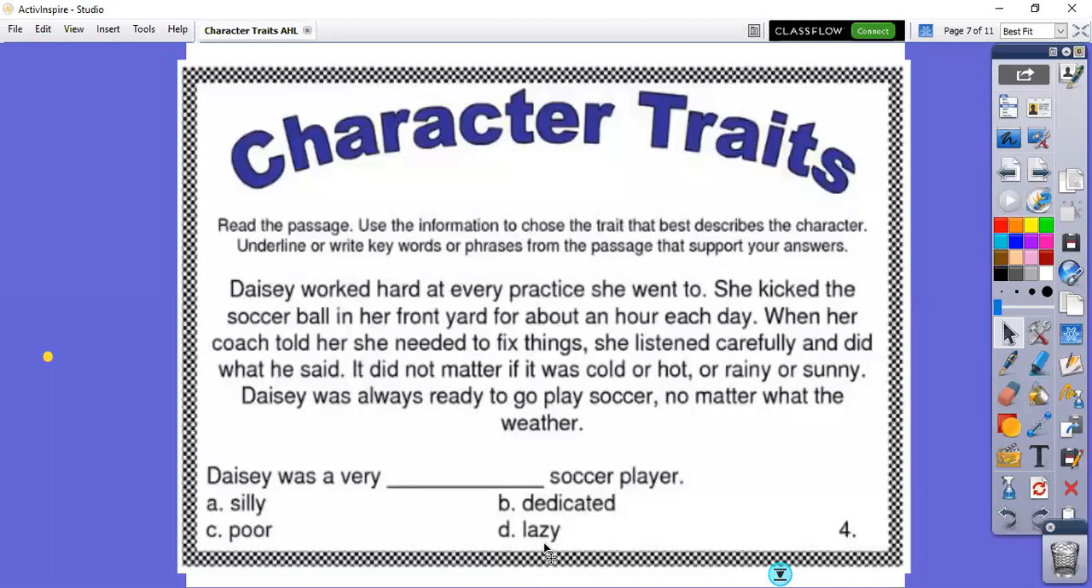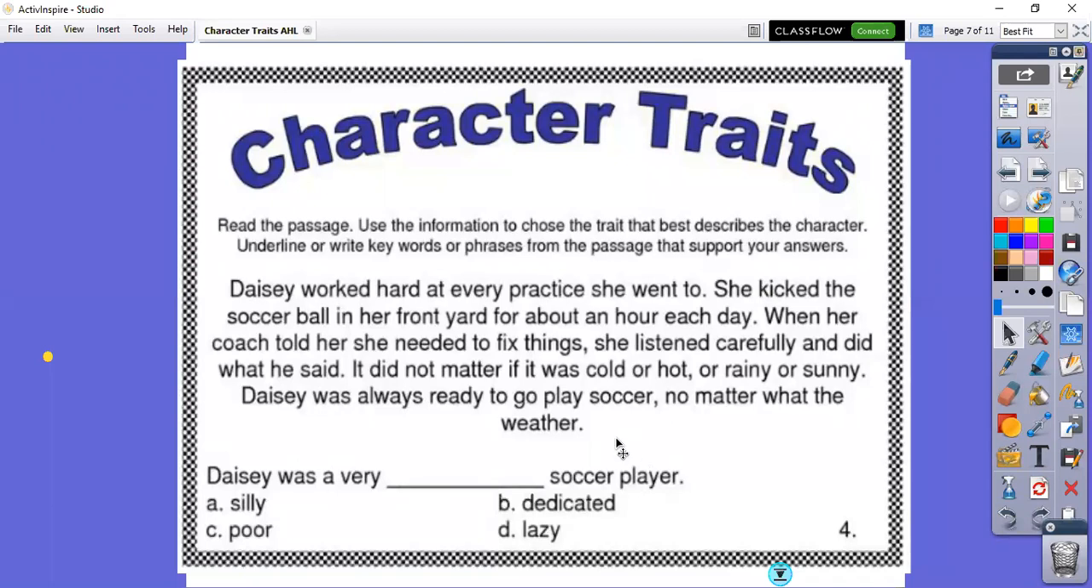What do you think, guys? Well, let's do a process of elimination. Why do we know that it's not D, lazy? We know that Daisy is not lazy because, think about it, she played soccer in her front yard every day for an hour. How else do we know she's not lazy? Because she listened carefully to her coach and did what he told her to do. And if she's listening carefully, that means she's not silly. And she did what he said.